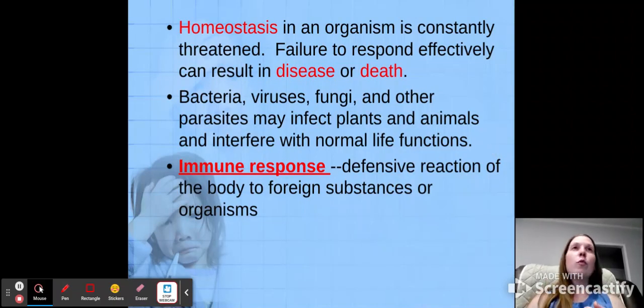So, the way that our bodies run normally is in a homeostatic environment or homeostatic condition. So, homeostasis in an organism is constantly threatened. So, it is like equilibrium in the body. Any little thing can mess this up.